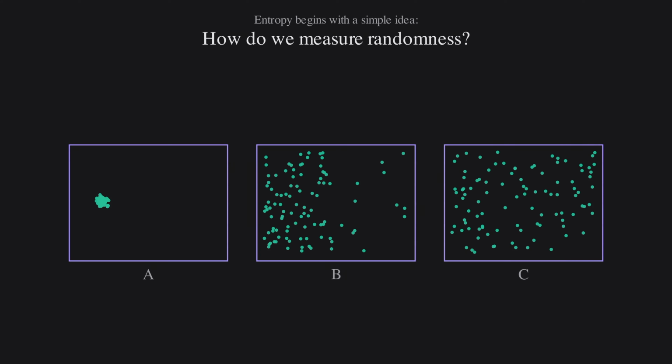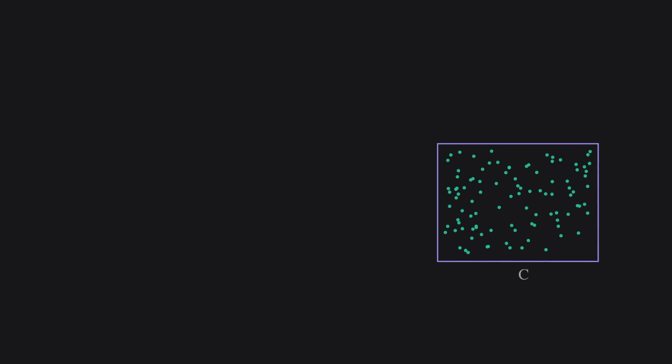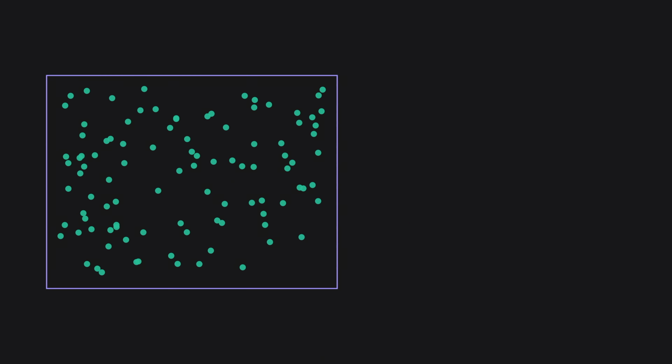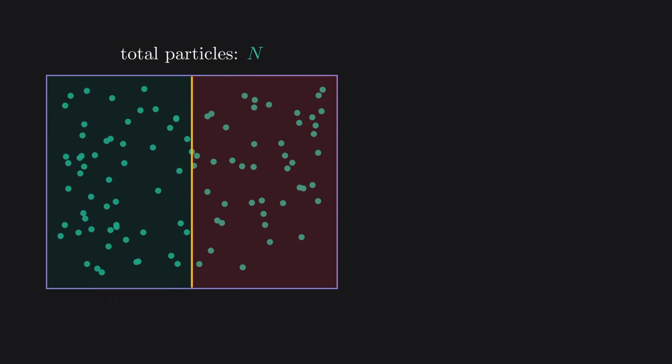Let's begin the idea of how we quantify the randomness that we see, starting with this example. Here is a smart idea. We can partition the box into two parts. If the particles are random, our intuition says there will roughly be the same number of particles on the left and on the right. But now we need to quantify this.